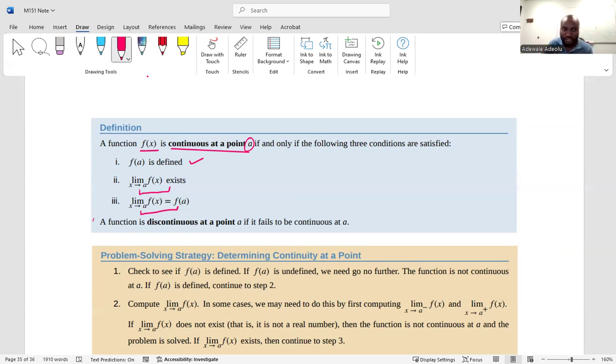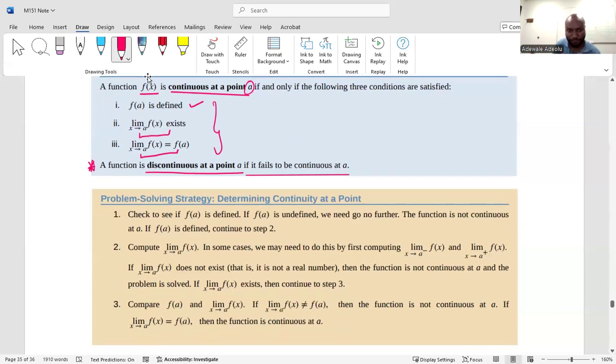So this is very important, guys. A function is discontinuous at a point A if it fails to be continuous at A. That is just it. And it only needs to fail one. Once only one is missing here. Once we are missing one condition, then we say the function is discontinuous at point A.